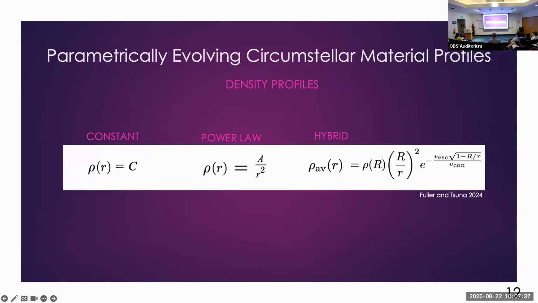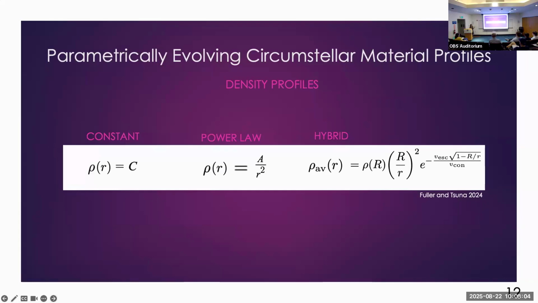the code through Flash. My first step is to actually create these different profiles of the circumstellar material. This entails changing the density to either have a constant, power law 1 over r squared, or a hybrid density profile. We specifically chose the constant and power law profiles as they have been historically used.